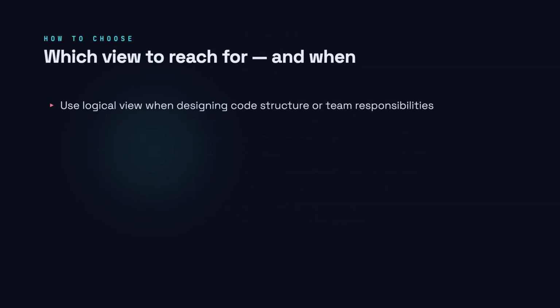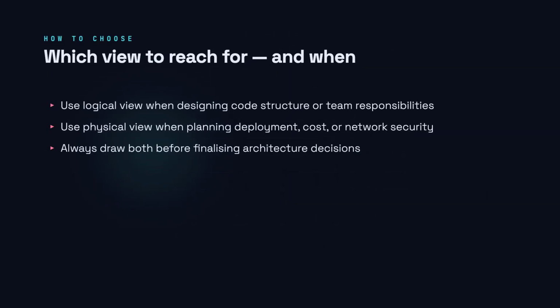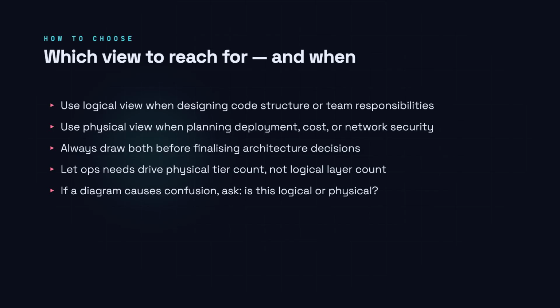In practice, start with the logical view. Agree on the responsibilities each layer owns before you think about servers at all. Once that is stable, turn to the physical view and ask what deployment topology your performance, cost, and security requirements actually demand. A single server deployment of a well-structured 3-layer application is perfectly valid. The number of tiers is an operations decision, the number of layers is a design decision. Keeping that distinction explicit will prevent a lot of architectural arguments.